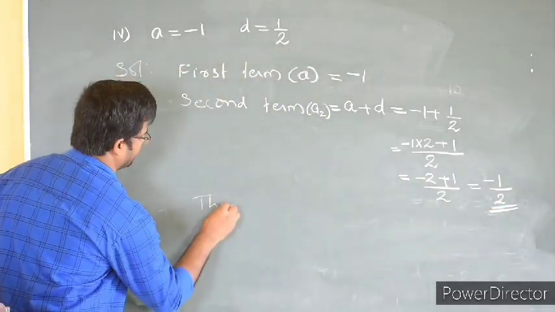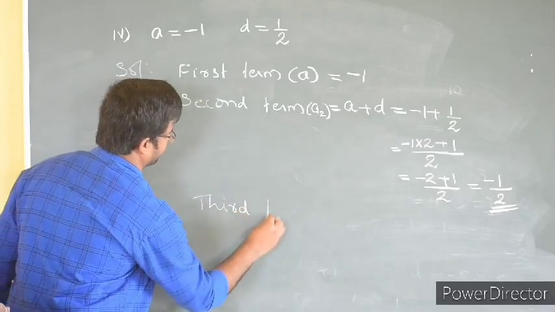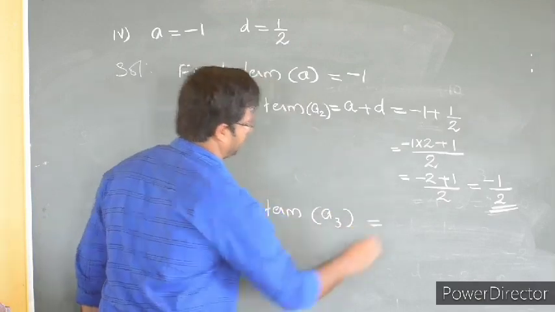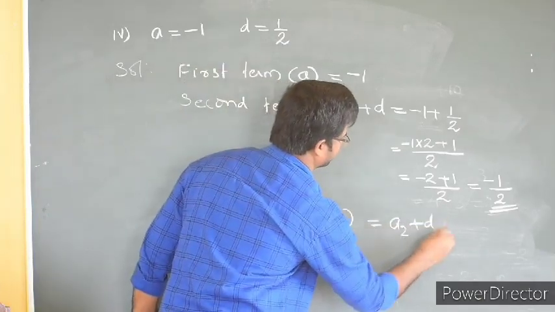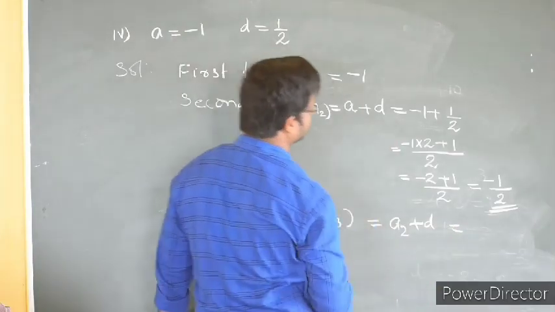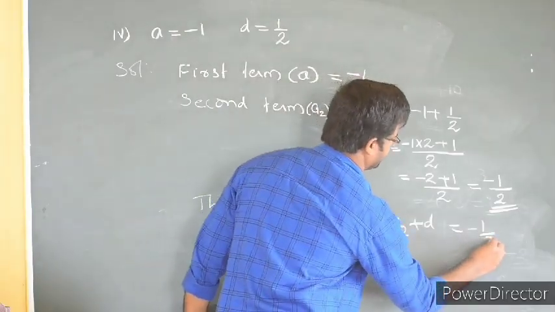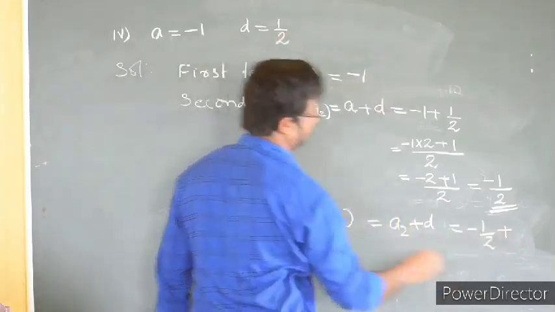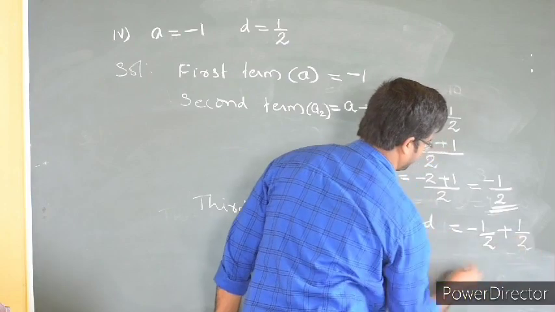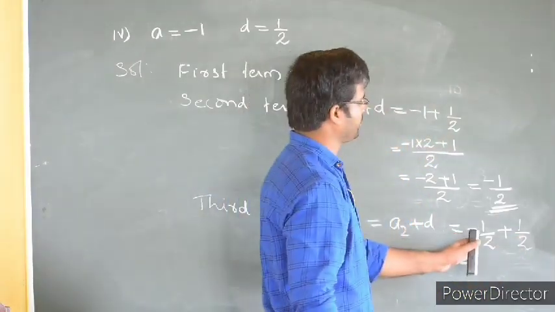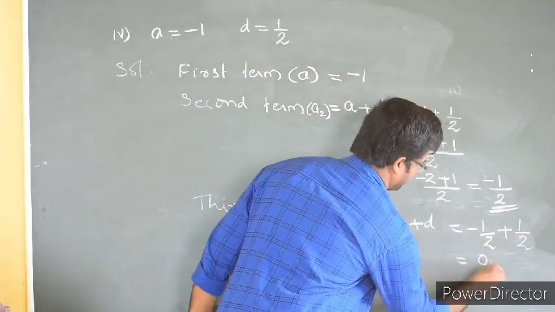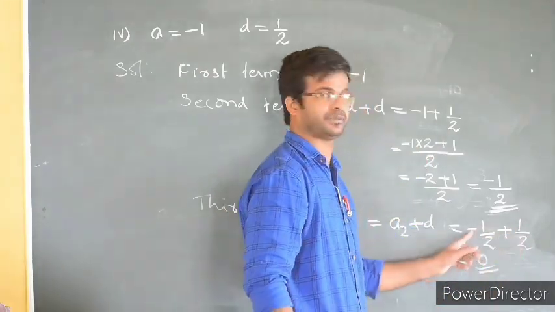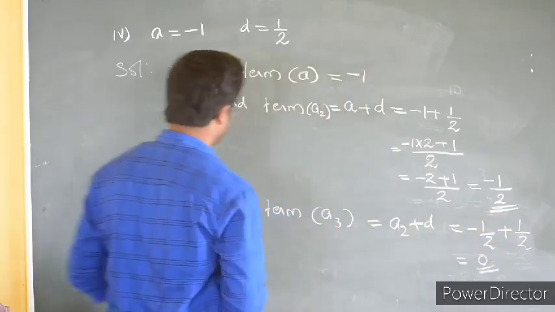Then third term, that is A3, that is A2 plus D. A2 is minus 1/2 plus D. D is 1/2, equal to minus 1/2 plus 1/2 is 0. Because the numbers are equal, 1/2, 1/2, only the sign is different, minus and plus. That's why you will get answer 0.